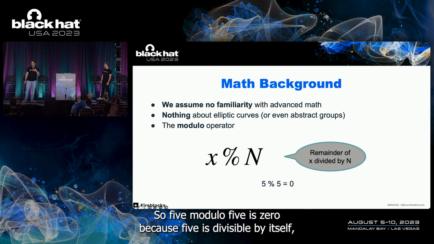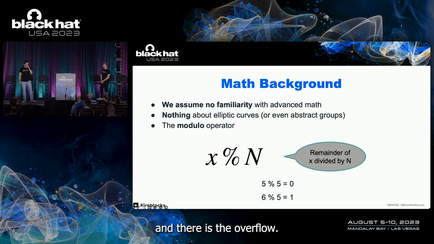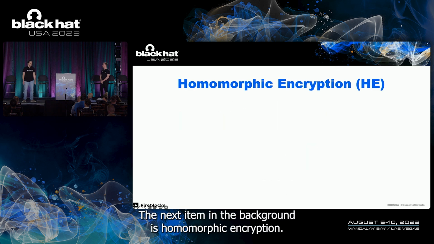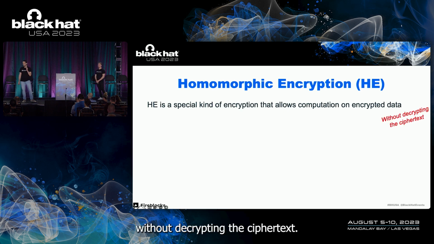So 5 modulo 5 is 0 because 5 is divisible by itself. And 6 modulo 5 is equal to 1 because 6 is greater than 5, and there's an overflow. Good. The next item in the background is homomorphic encryption. What is that? Well, it's a special kind of encryption that allows computation on encrypted data without decrypting the ciphertext.